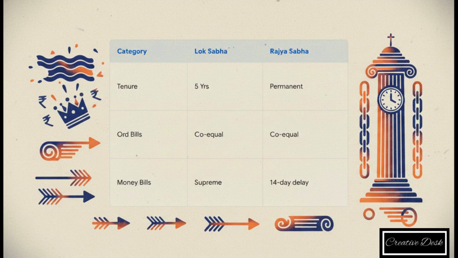It's really easy to see the trade-off here. The Lok Sabha sacrifices permanence for ultimate power. It can be dissolved, sure, but it totally controls the budget and holds the numerical high ground on everyday laws. Meanwhile, the Rajya Sabha acts as this permanent stabilizing anchor, great for delaying and revising ordinary bills, but completely sidelined when the nation's money is involved.